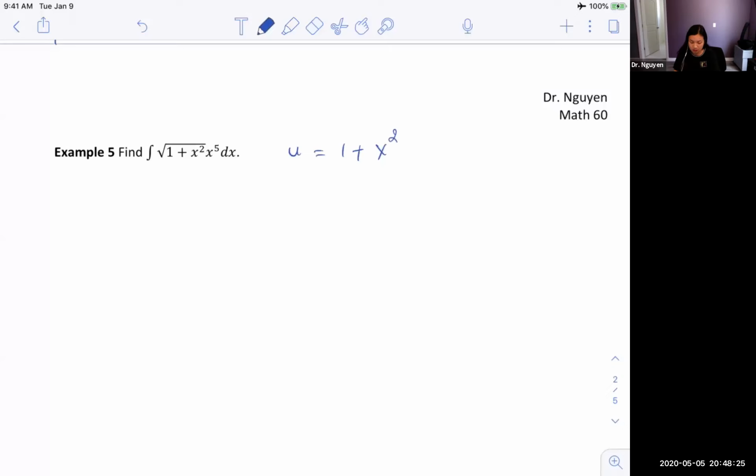The problem is when you get to du, it is 2x dx. But we have not just 2x, we have x to the 5th power. So we should break it. We should take x to the 5th power and break it into x to the 4th and x. The reason I want to do this is because right here, I have just x and x here.